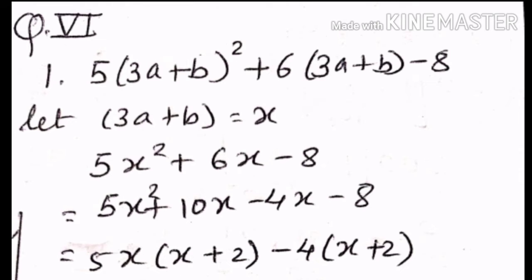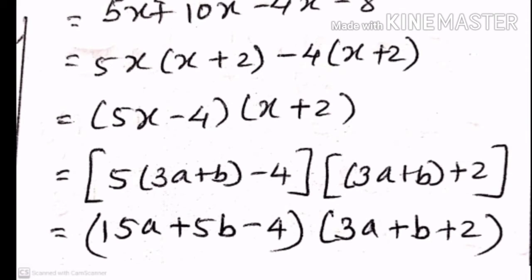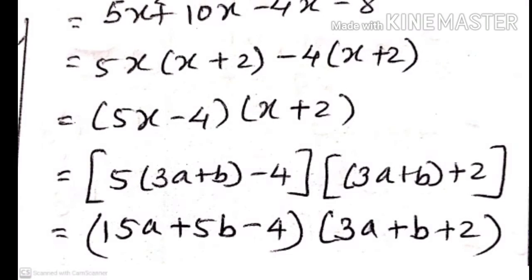Now we get two brackets from here, but this is not our last answer, because after this we have to replace again our bracket 3a plus b. So here 5x minus 4x plus 2. Instead of x, I place 3a plus b again. So I open the bracket, and I get two new brackets in terms of a and b. That is 15a plus 5b minus 4 and 3a plus b plus 2. So this is our final answer. Now move on to the next question.